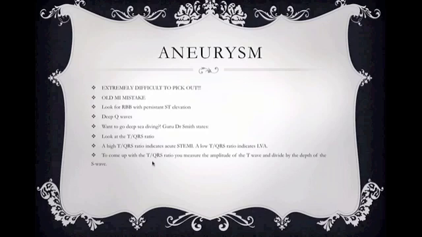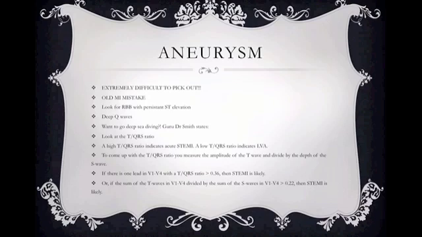So to come up with this T to QRS ratio, you measure the amplitude of the T divided by the depth of the S, and you get a number, right? If it's higher than 0.36, then the STEMI is highly likely. If there's only one lead in V1 through V4 with a T to QRS ratio greater than 0.36, your STEMI is likely. Or if the sum of the T waves in V1 through V4 divided by the sum of the S waves in the same leads is greater than 0.22, then STEMI is likely.